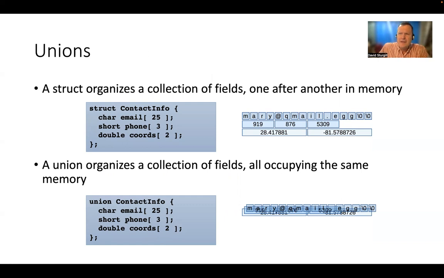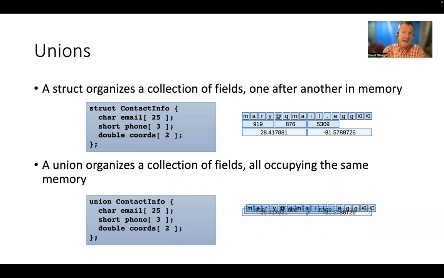I think the right way to think about a union is starting with the idea of a struct. With a struct, you can define something that has multiple fields, like I'm doing here, and the fields get laid out in memory, you already know, one after another. The struct reserves space for each of the fields, possibly with some padding in between.